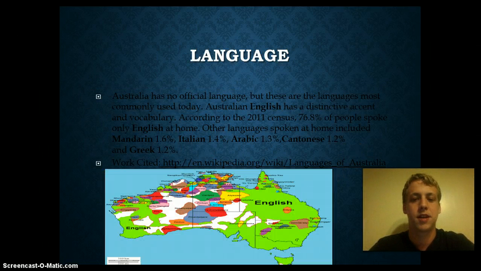Australia has no official language, but these are the languages most commonly used today. Australian English has a distinct accent and vocabulary. According to the 2011 census, 76.8% of people spoke only English at home. Other languages spoken at home included Mandarin, Italian, Arabic, Cantonese, and Greek.